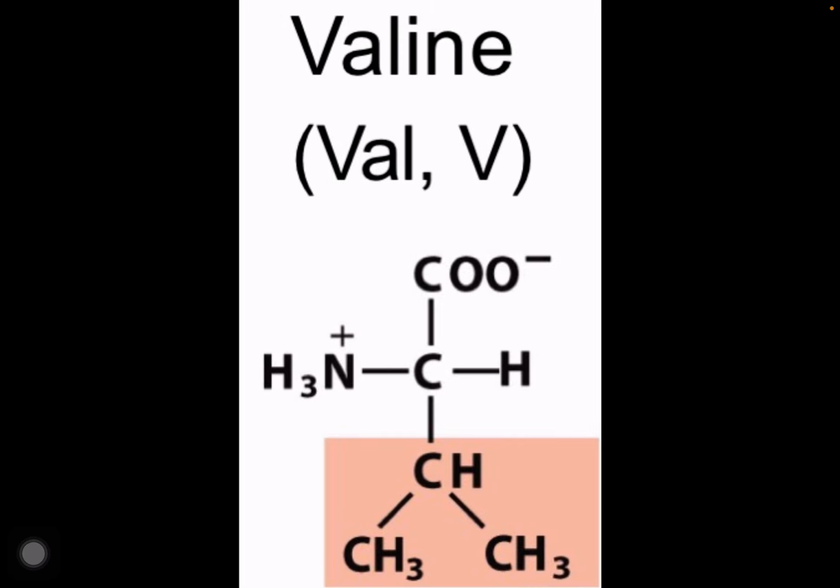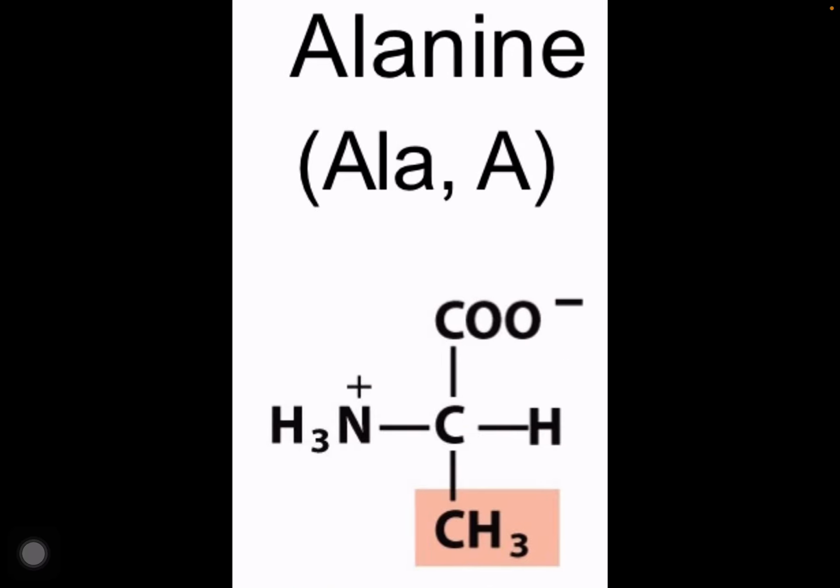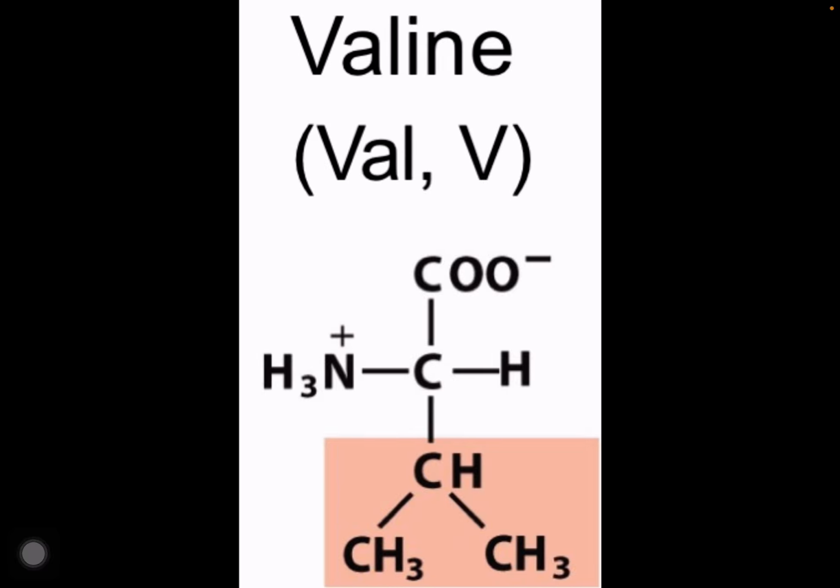And for valine, you just have two methyl groups. So it's kind of like a V. The abbreviations are Val and V. So you can remember the shape of that.